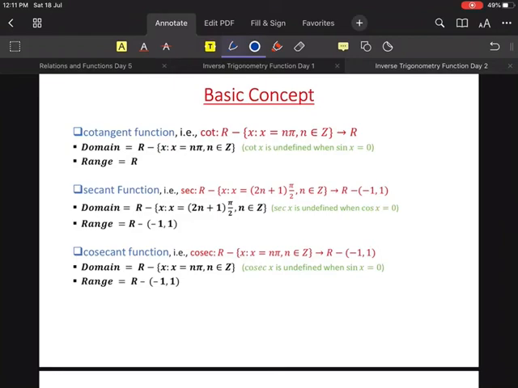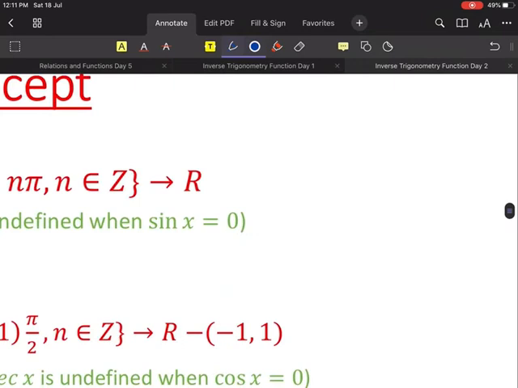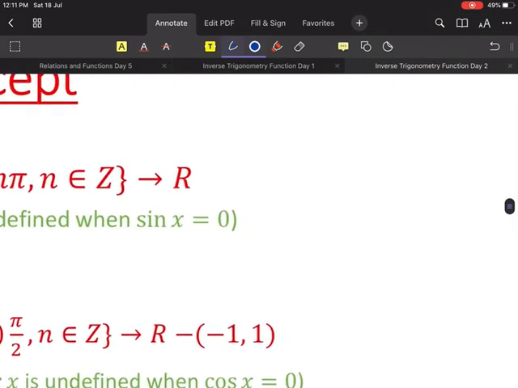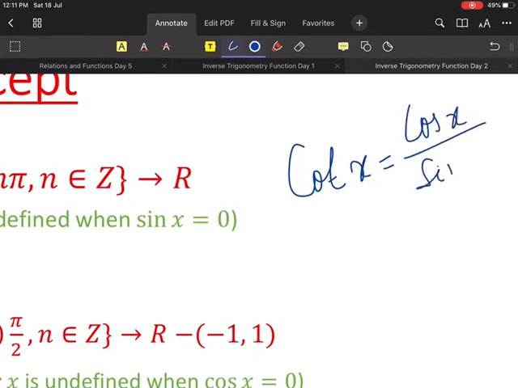Now let's move on to the next part. Cotangent function becomes the cot function. Now who can tell me when the cot function becomes undefined? When does the cot function become undefined? Cot x is equal to what? Cos x by sin x.